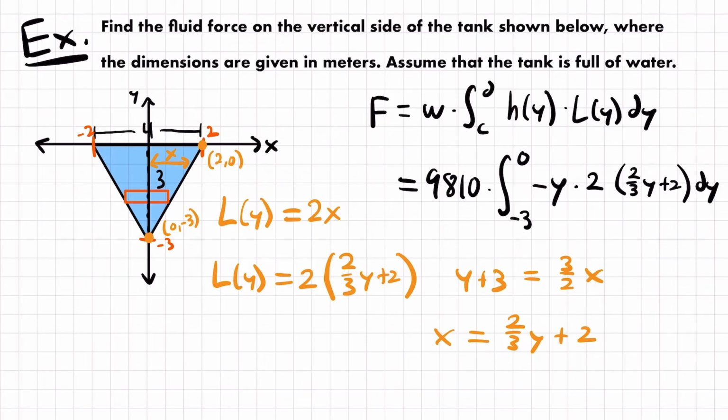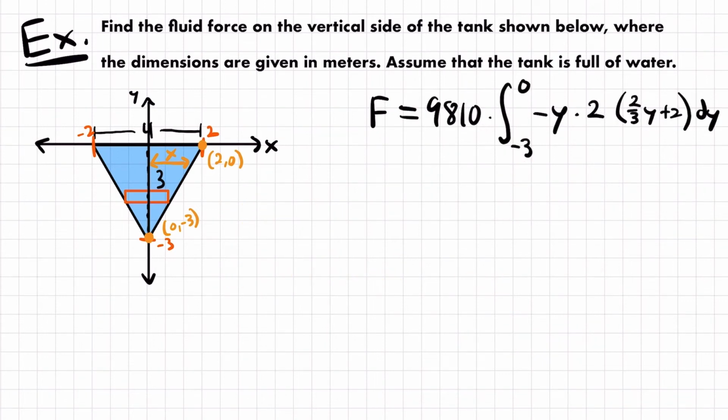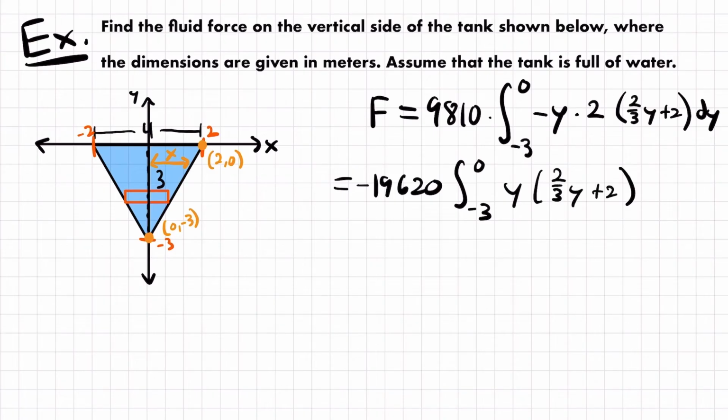All right, and so now we have successfully set up our definite integral that represents the fluid force on this vertical side of the tank in this problem. And so if I clean up my work here, we can now solve this definite integral and find that fluid force. And so I'll start by pulling out -2 to the outside of the integral. And so if you multiply -2 by 9,810, we will have that the fluid force is equal to -19,620 times the integral from -3 to 0 of y times 2/3 times y plus 2 times dy.